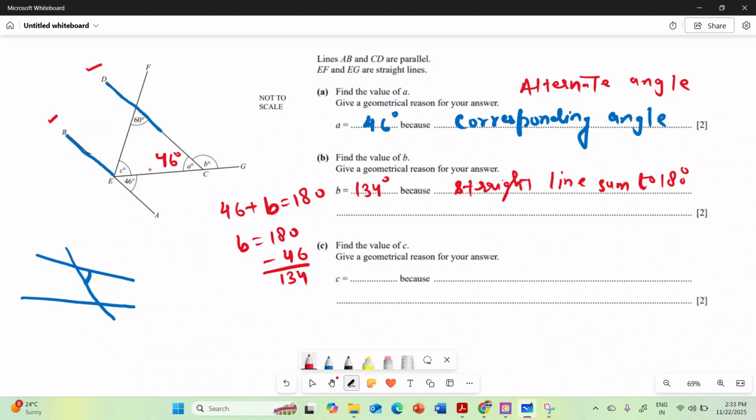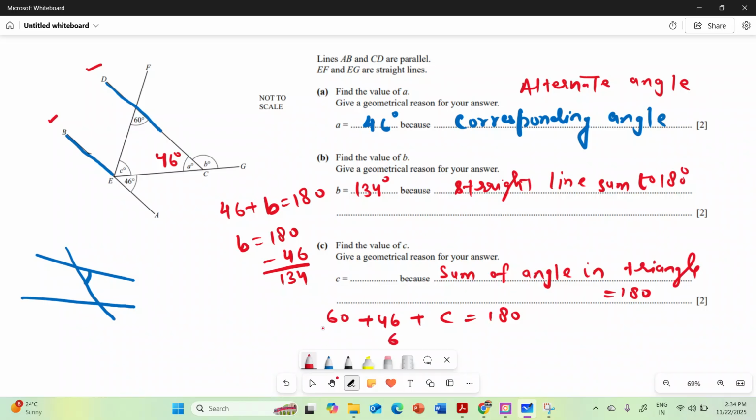Now we have to find angle C. This is my triangle, the inner triangle, and the sum of angles in a triangle equals 180. So here 60 plus 46 plus C equals 180. That is 106 plus C equals 180, and C equals 180 minus 106.